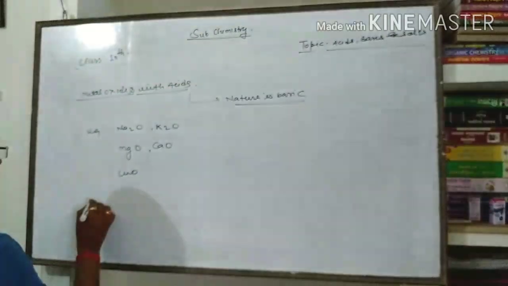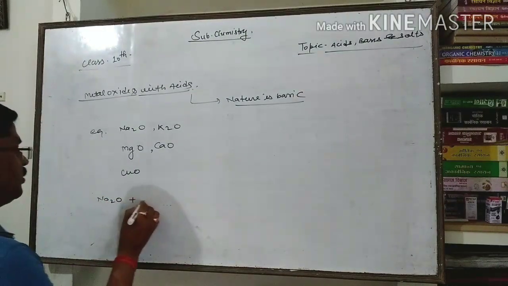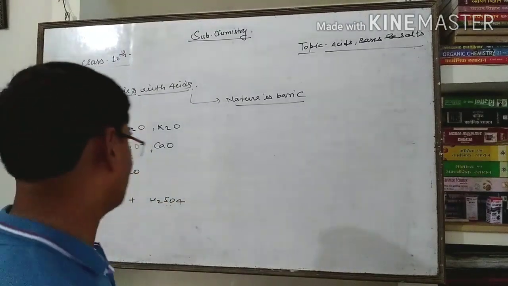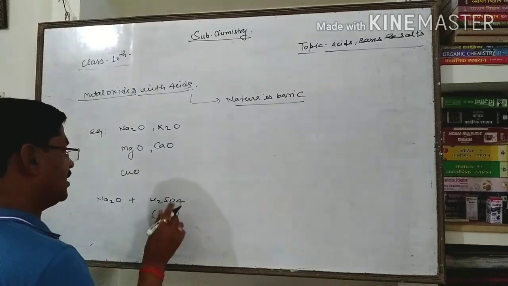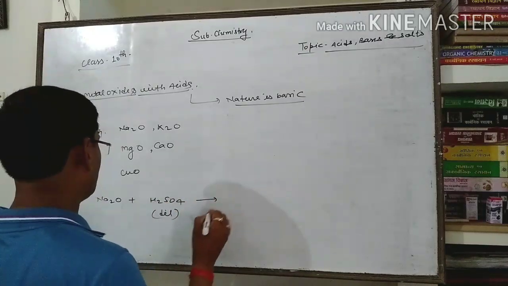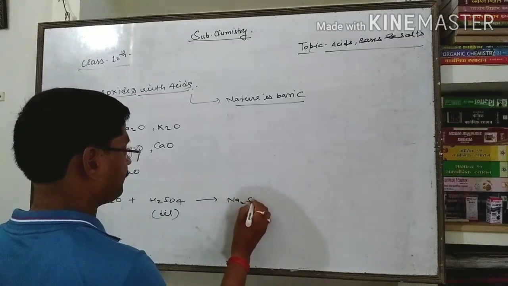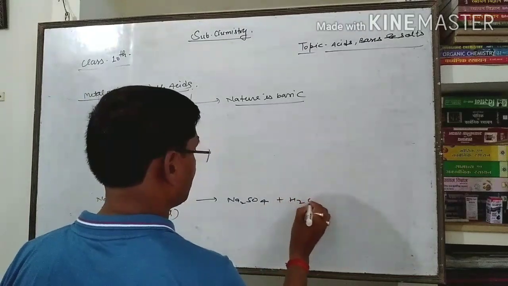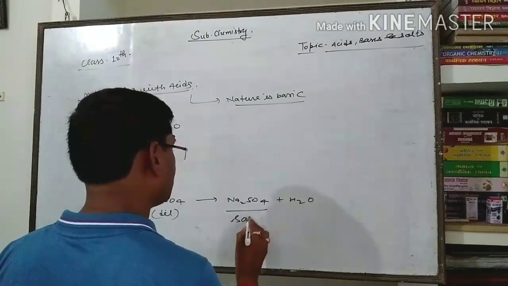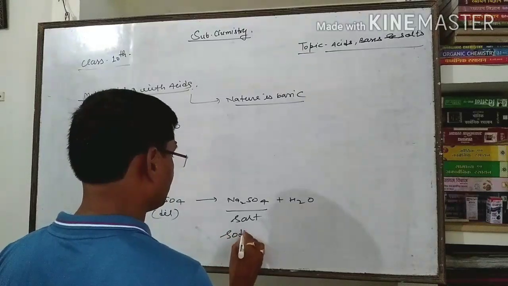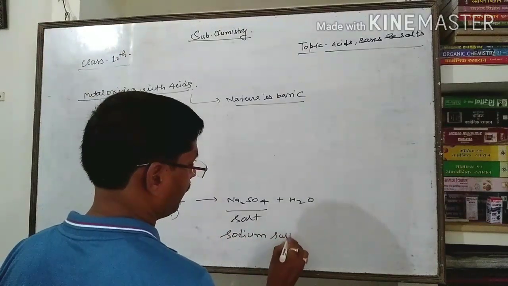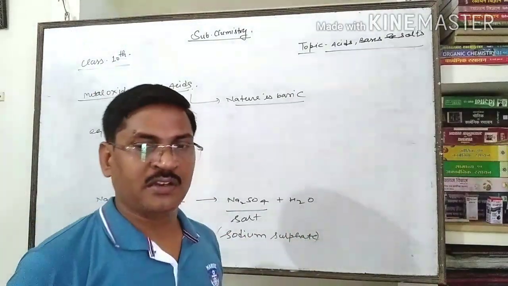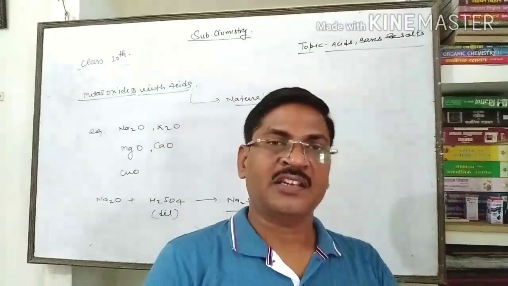Suppose I have taken Na2O and going to react with H2SO4. One thing you have to remember, these all react with dilute acids like dilute H2SO4. So it will give Na2SO4 plus water. It means salt, sodium sulfate, is formed here with the formation of water. So this is also a neutralization reaction.